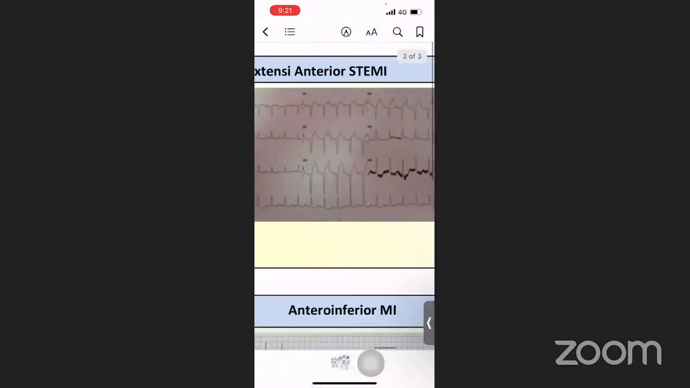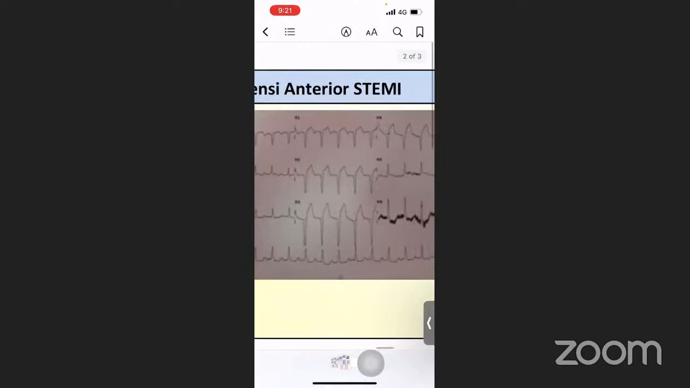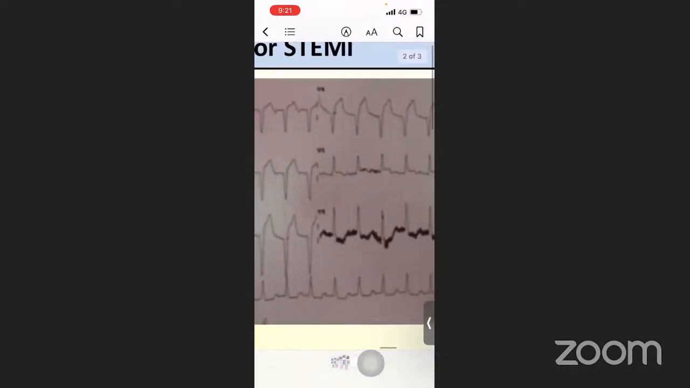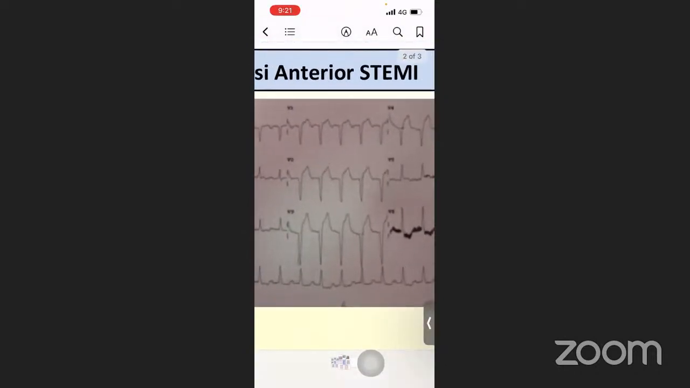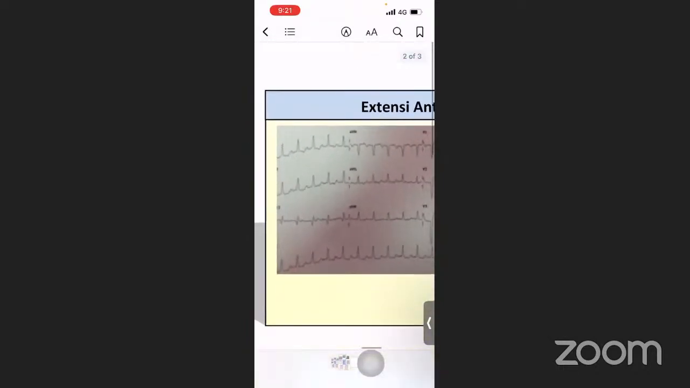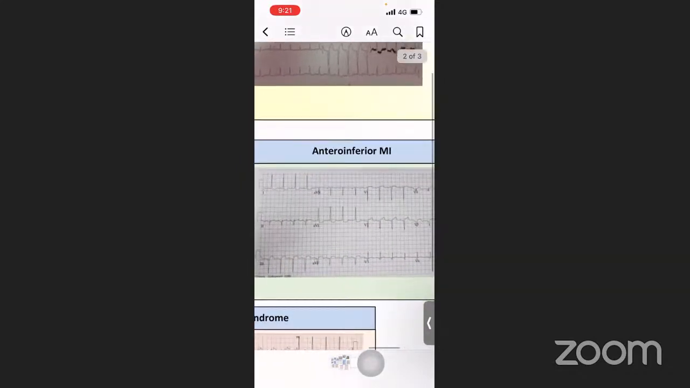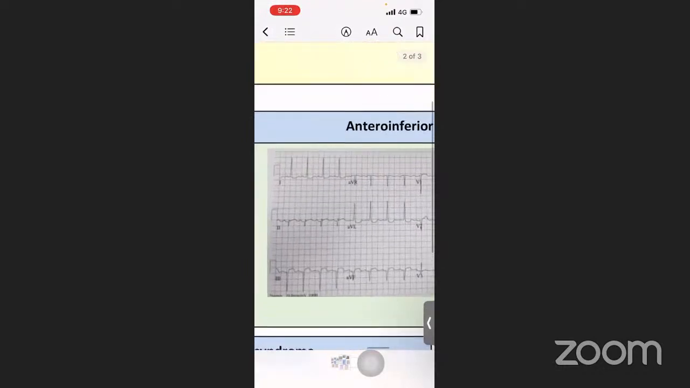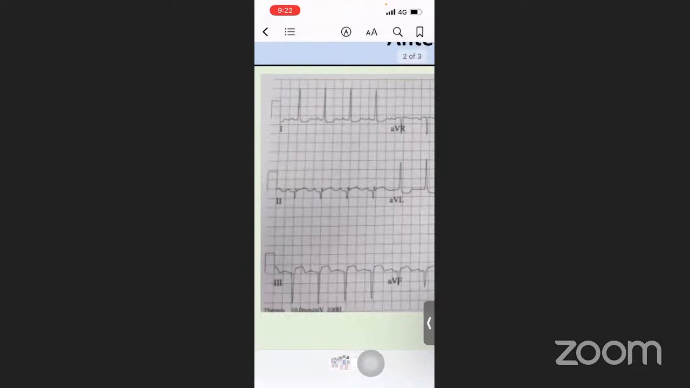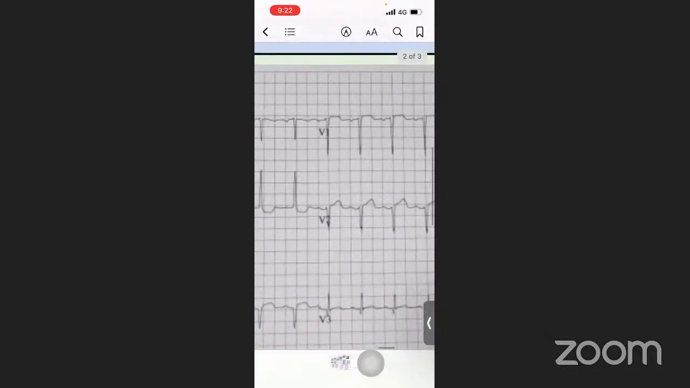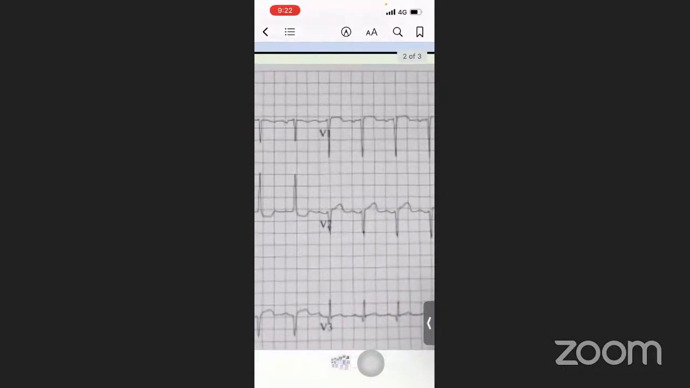Here you have this extensive anterior STEMI, ST elevation in V1 up to V5. And then you have anterior inferior MI. Inferior ones are 2, 3, AVF, you see? There is ST elevation in 2, 3, AVF. Then in V1, V2 there is also ST elevation.